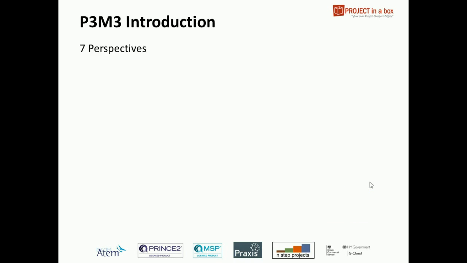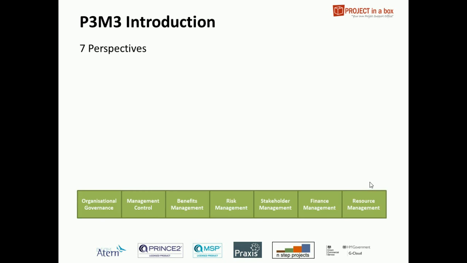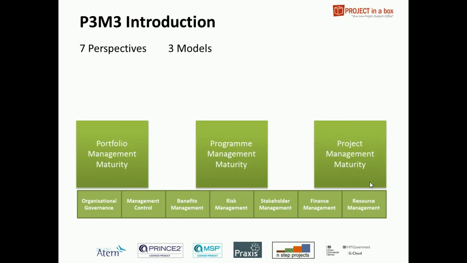So what is P3M3? Well, it consists of 7 perspectives. These are the sort of fundamental areas within the model that you will be assessed against: organizational governance, management control, and then the more technical areas of benefit management, risk management, stakeholder management, finance management, resource management. So those are the 7 perspectives. Each of these can be run through one of 3 different models or sub-models. You have the portfolio management maturity model, program management maturity model, and project management maturity model, and that's how we get P3M3, because we've got the 3 P's and the M's associated with them.